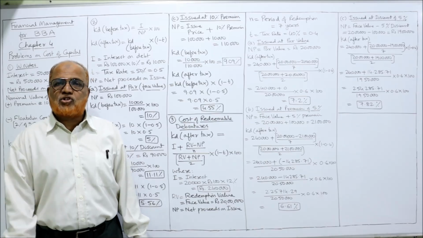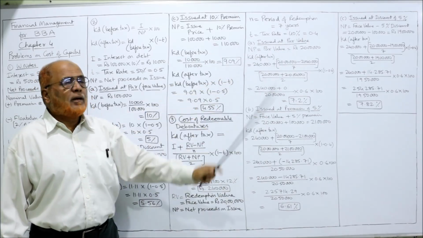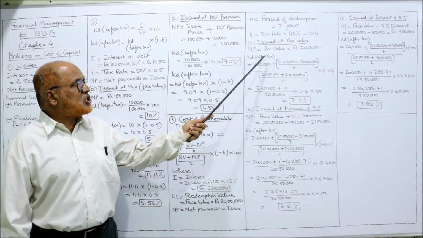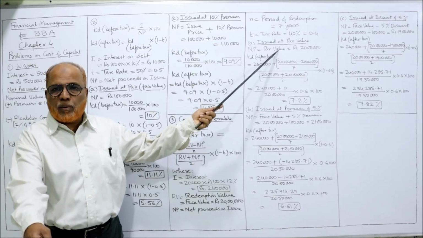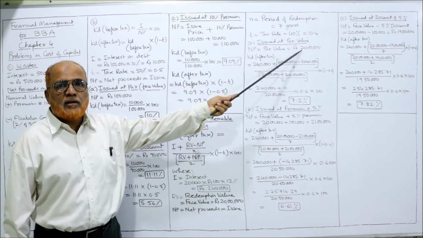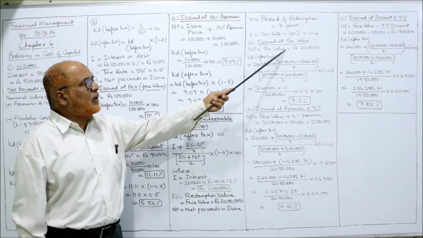The tax rate, 40% is given in the problem. 40 by 100, 0.4. Now, one by one situation. The first situation is issued at par value. In the problem it is given face value. Face value is 20 lakh. So here RV is 20 lakh and NP is also 20 lakh.